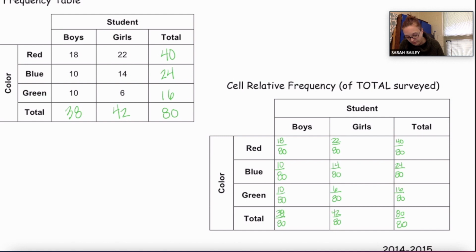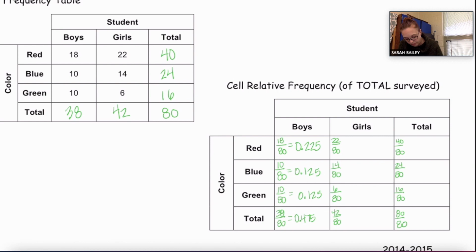All right, so now I've got a calculator, and I'm just going to type in 18 divided by 80, and I get a decimal number, 0.225. So the relative frequency is 0.225. For blue, I'm going to do 10 out of 80, and I get 0.125. Then I'm going to do 38 divided by 80, and I get 0.475. And I'm just going to continue doing this.